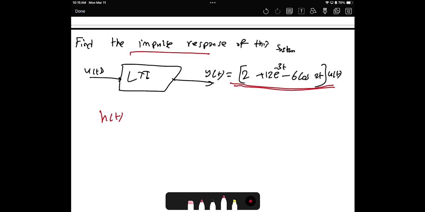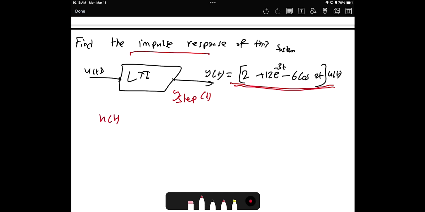Now, what's the name of this one? Is it step response, impulse response, or ramp? Step response. Why? Because the input is step, right? So we already know the y step, right? Our target is to find h of t.